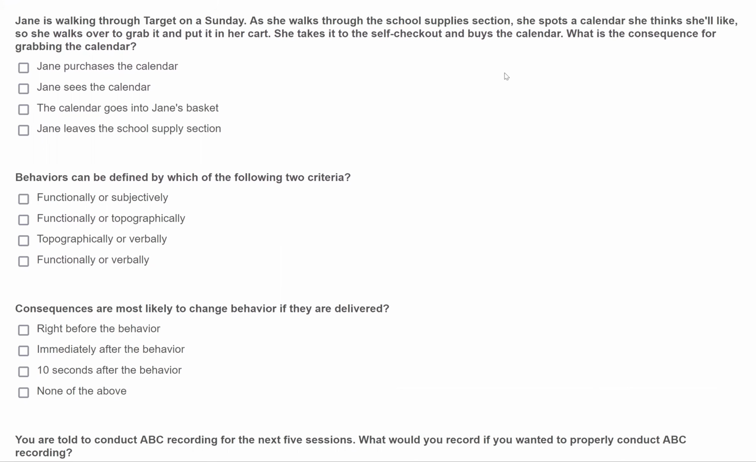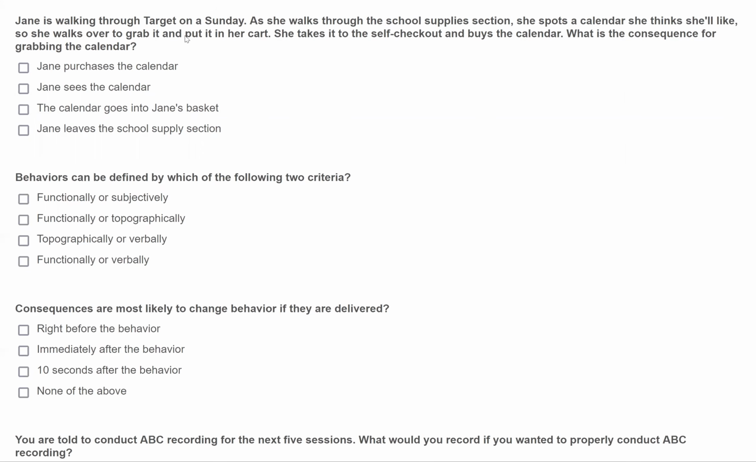So, behavior question. What behavior are we looking at? Well, we're looking at grabbing the calendar, specifically the consequence for grabbing the calendar. So, we're looking for something that comes after or immediately after grabbing the calendar. So, let's walk through our question. Jane is walking to Target on a Sunday, walks to the school supplies section, spots the calendar she thinks she'll like, walks over, and then grabs it. Okay, there's our behavior, right? Grabs it and puts it in her cart.